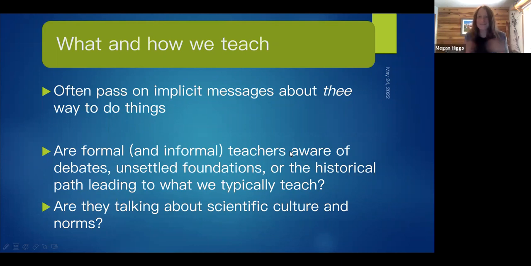And I definitely felt that way after my first two. I was all the way through one master's degree before really thinking any different. So, are the formal and informal teachers of statistics aware of debates, unsettled foundations, or the historical path that led to where we are now? Do we talk about scientific culture and norms in classes? It didn't happen for me very much until I started teaching some, and I put it into my classes, but I still don't feel like I did it enough at all.